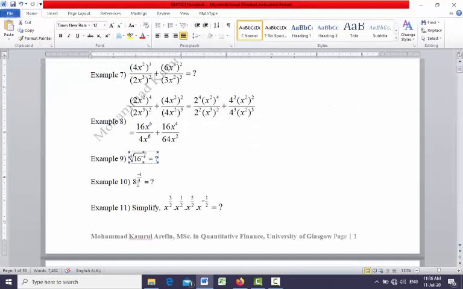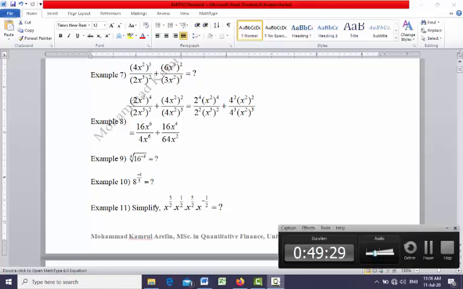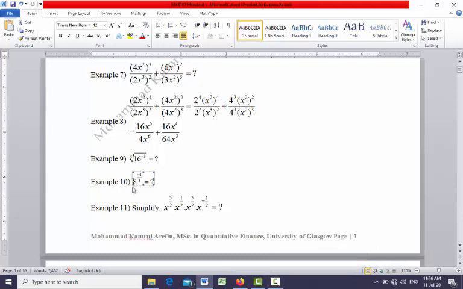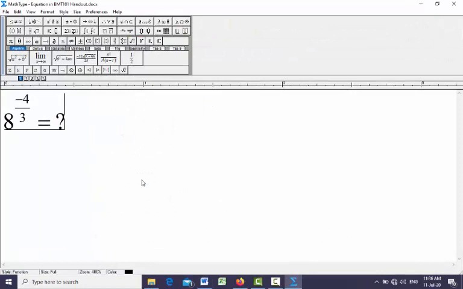Example number 9 is done. Now let us solve example 10. Right, so what we have here is 8 to the power minus 4 by 3. We have 8 to the power minus 4 by 3.